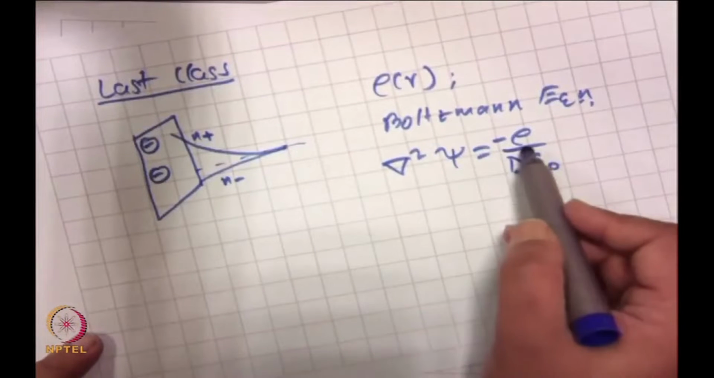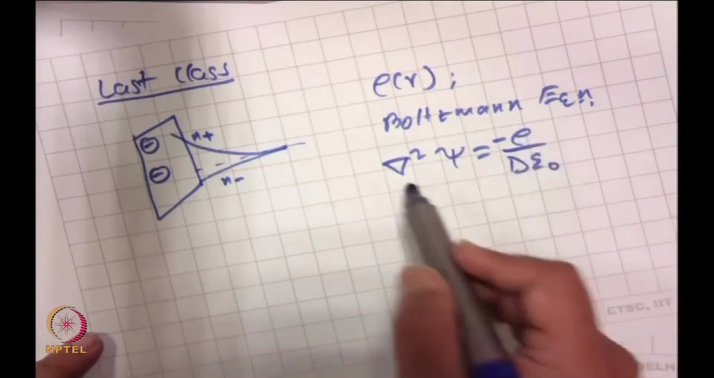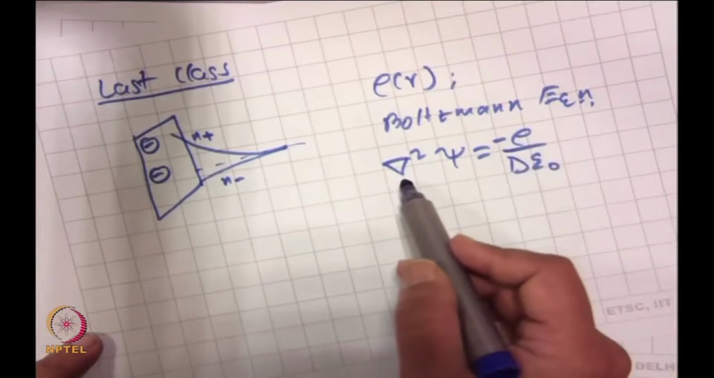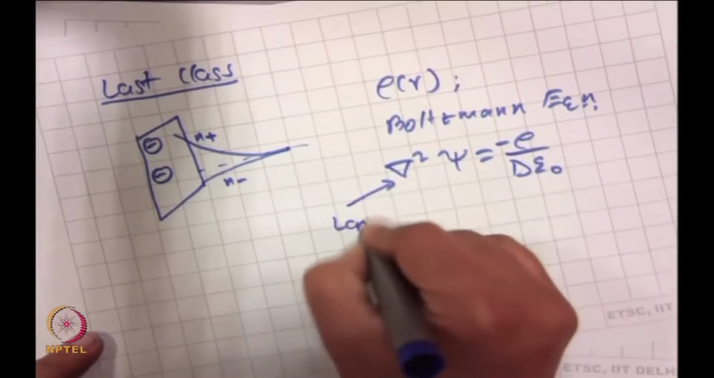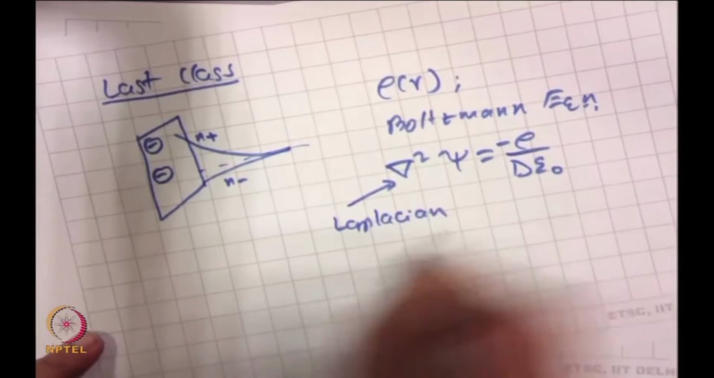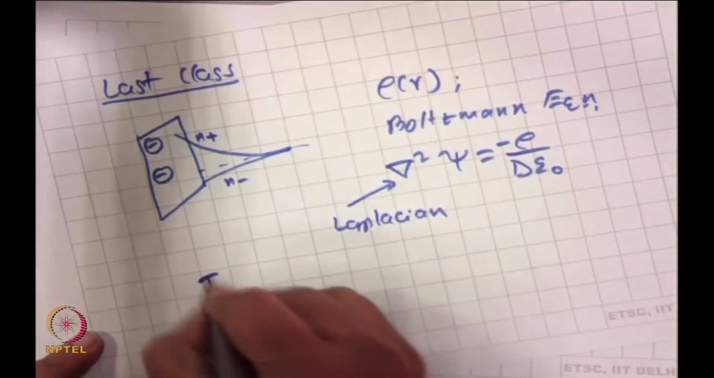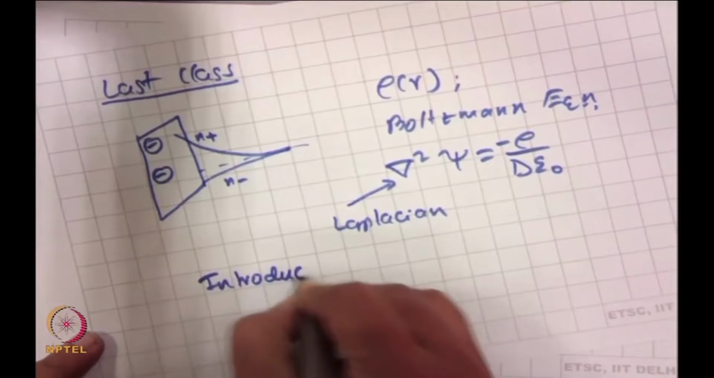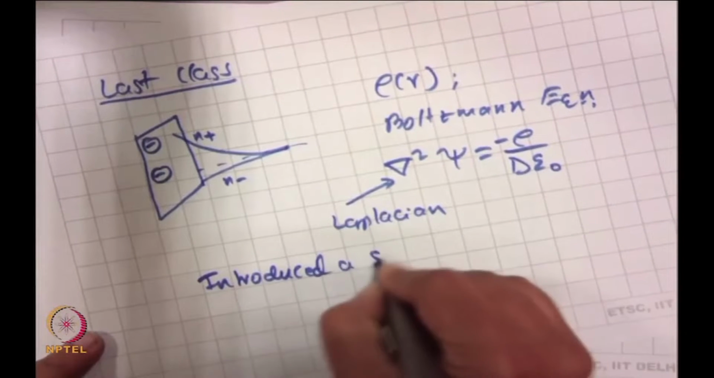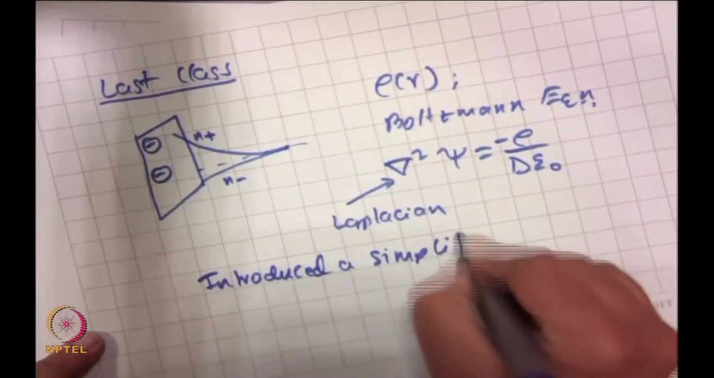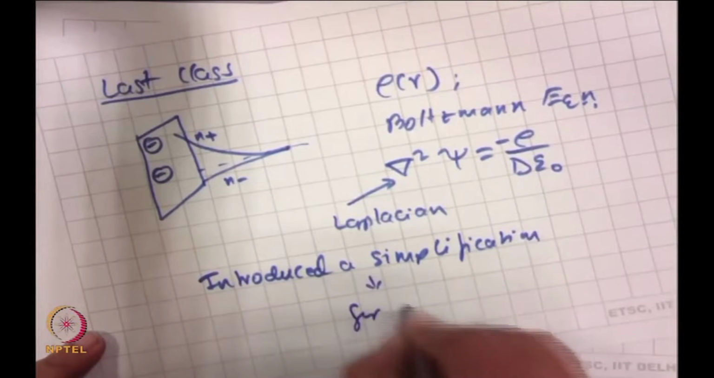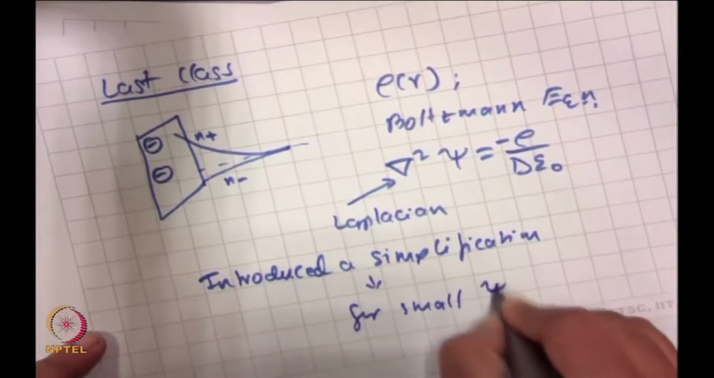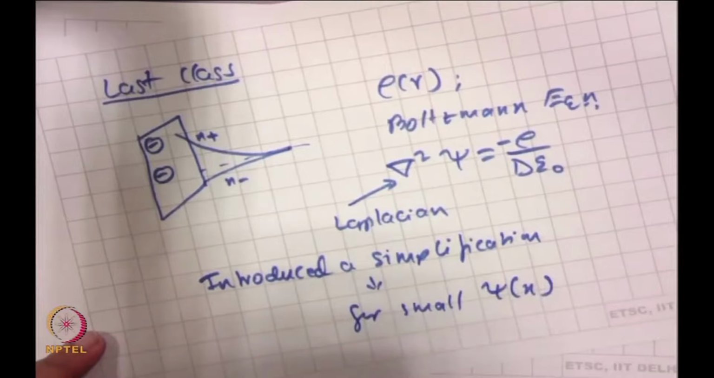We put in this rho. We actually did not solve it, we just gave you the equation. We kept del square as del square, which is your Laplacian, and then we introduced a simplification. The simplification was for small psi of x. So, if you have small psi of x, what happens?